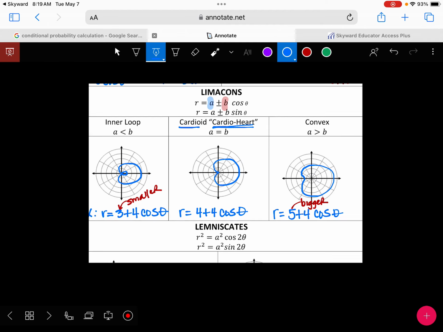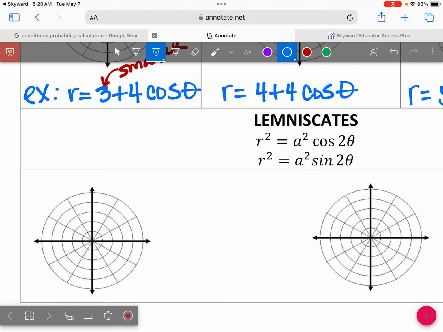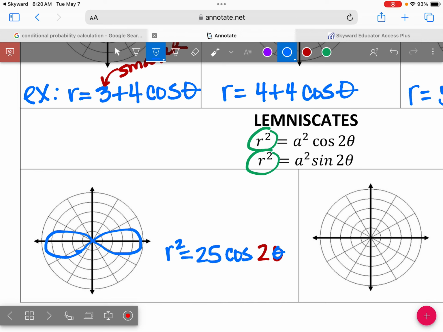So the next one is a lemniscate. Lemniscate is the only one that begins with r squared instead of r. For example, if it is a cosine lemniscate, let's say we have r squared equals 25 cosine, and this will always be a 2 theta. It kind of looks like a bow tie. Looks something like this. Kind of what a lemniscate looks like.